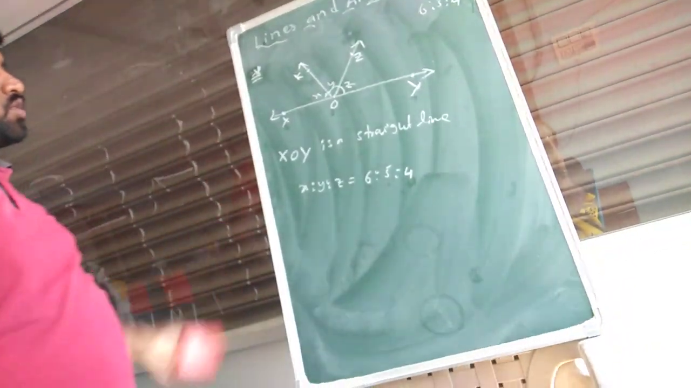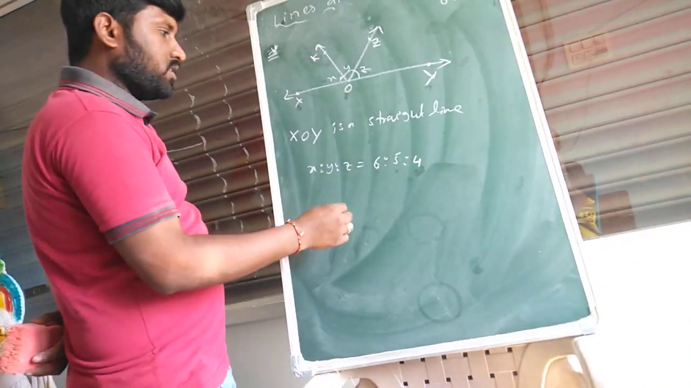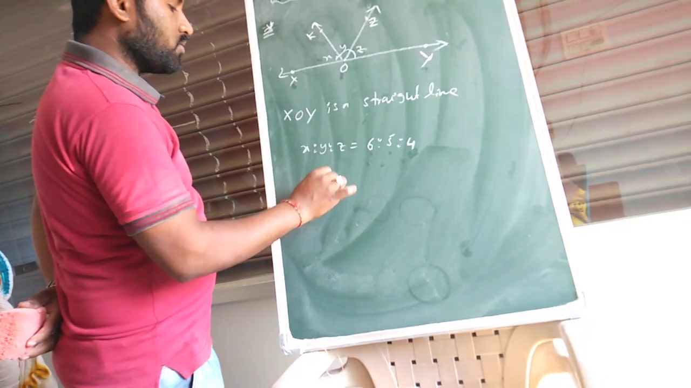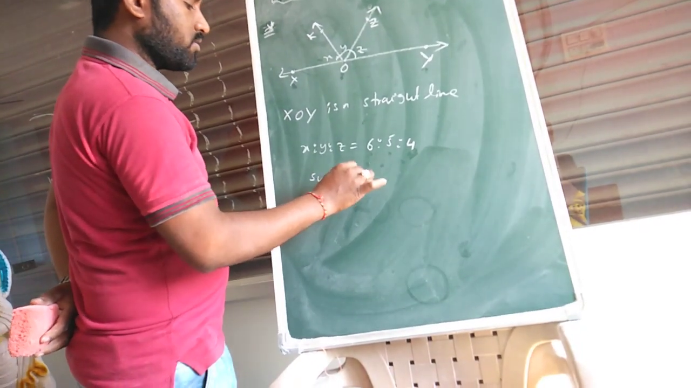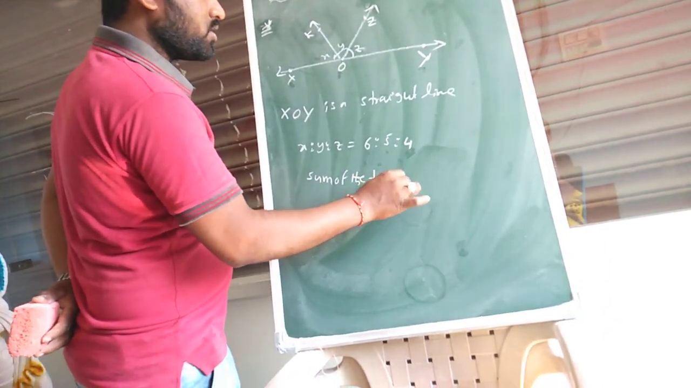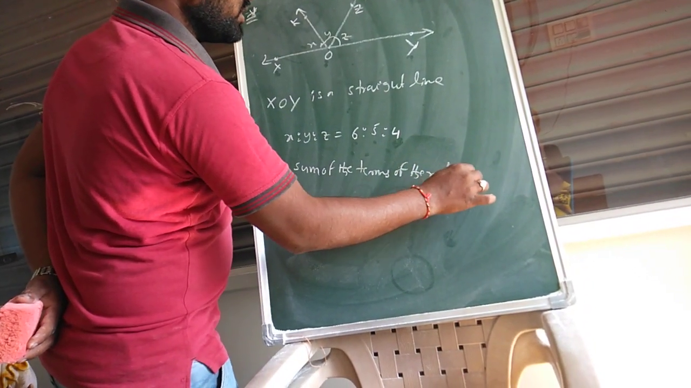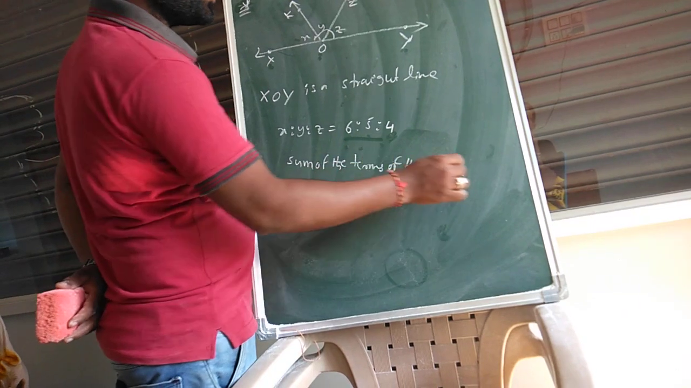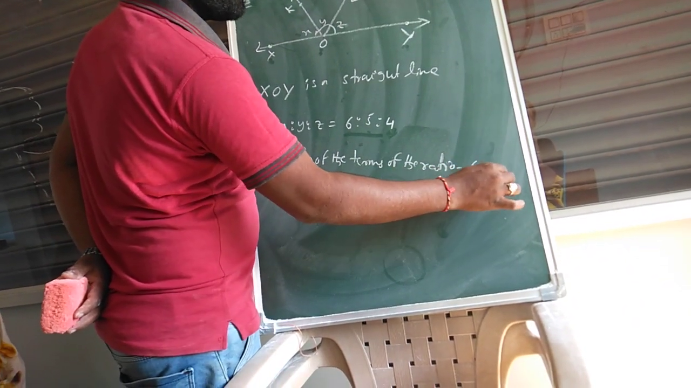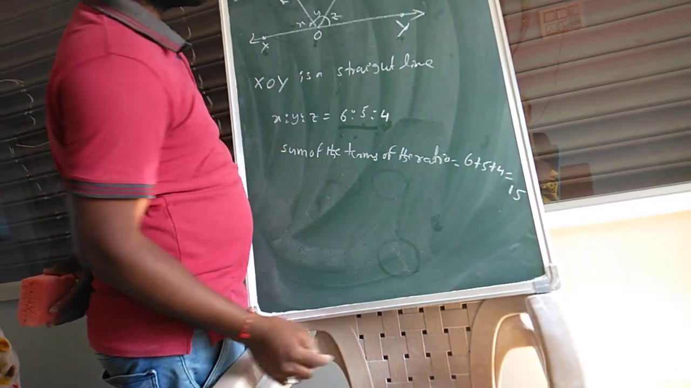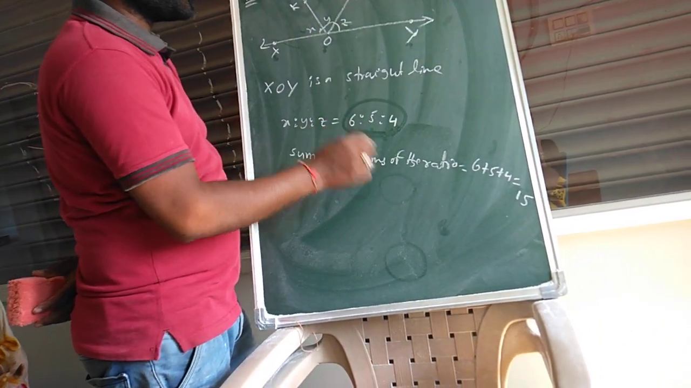Okay, so now you take the sum of the terms of the ratio. Add them: 6 plus 5 plus 4 is equal to 15. So the sum of the terms of the ratio is 15.